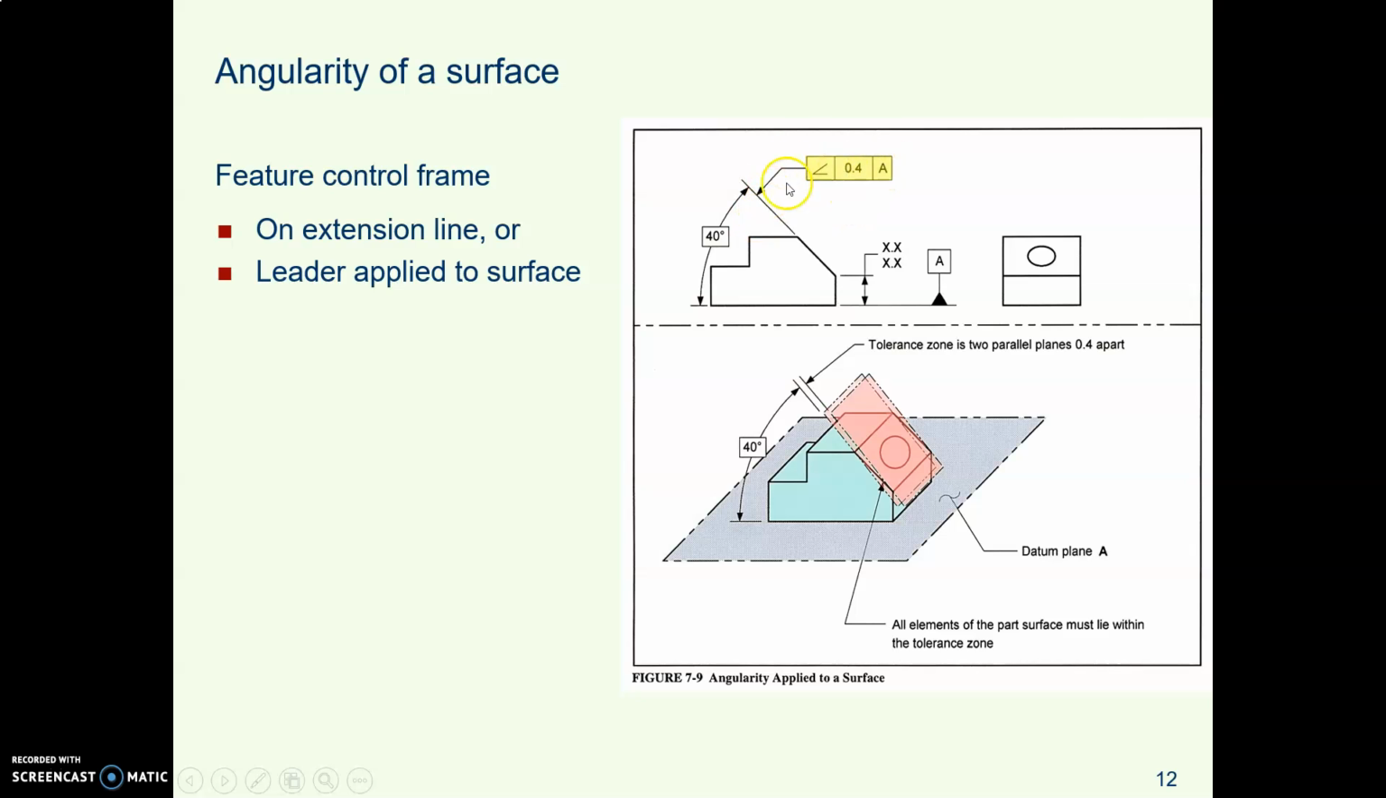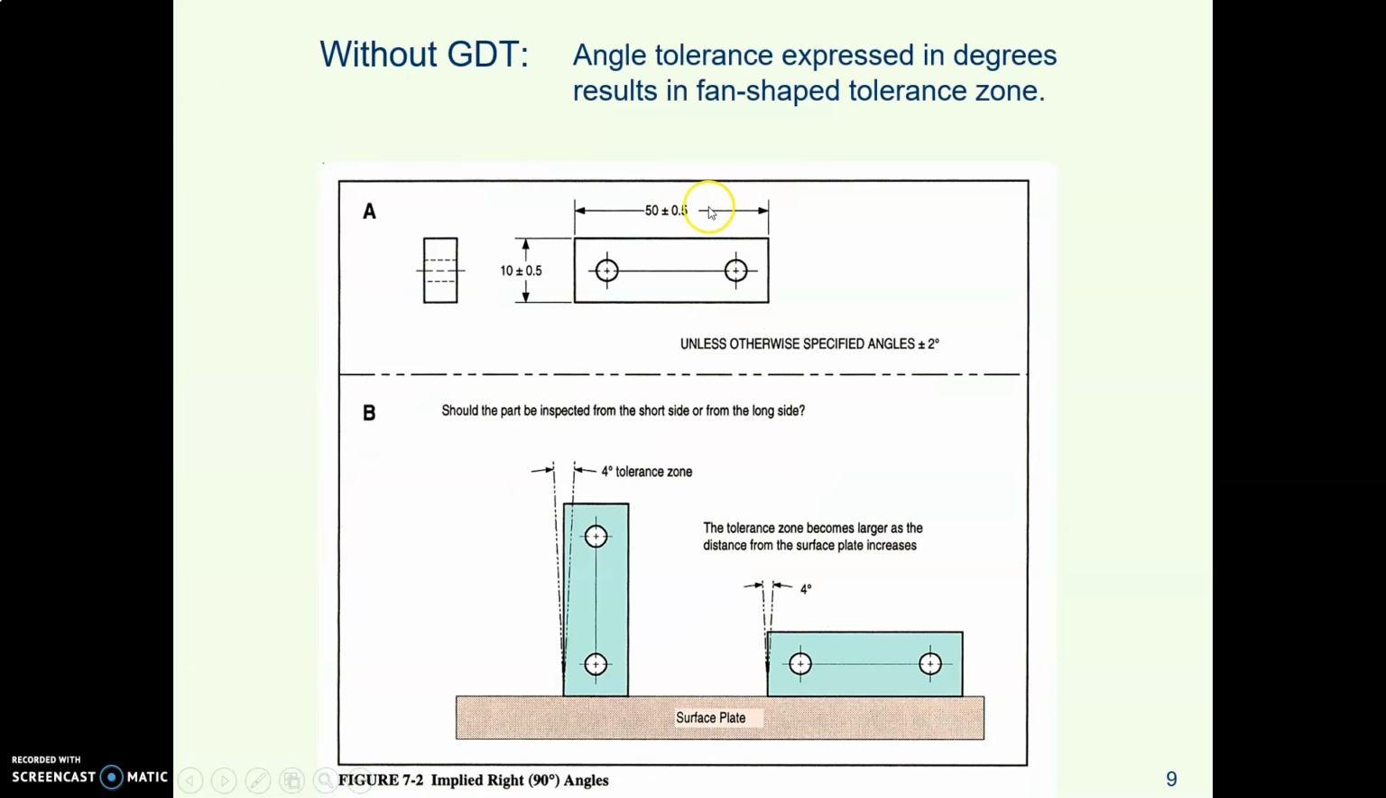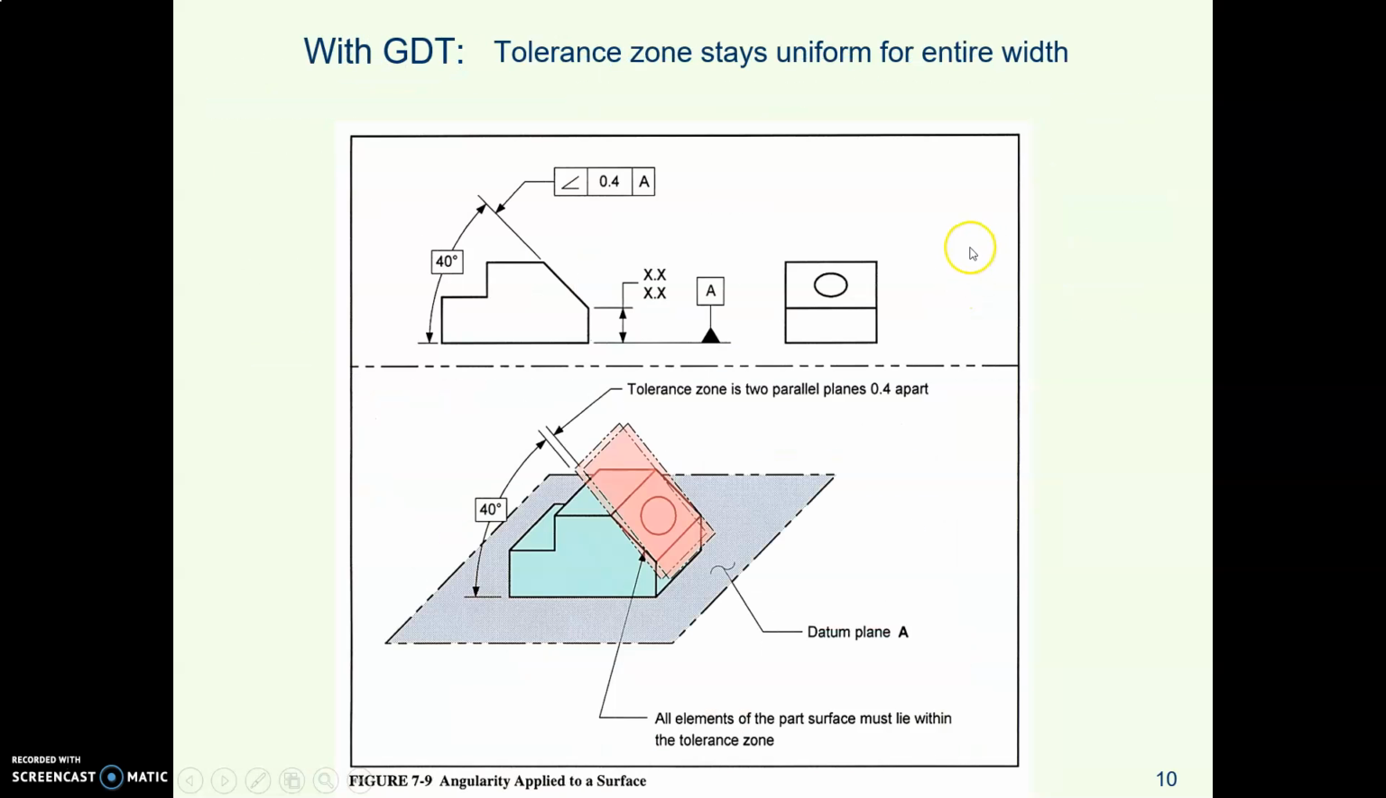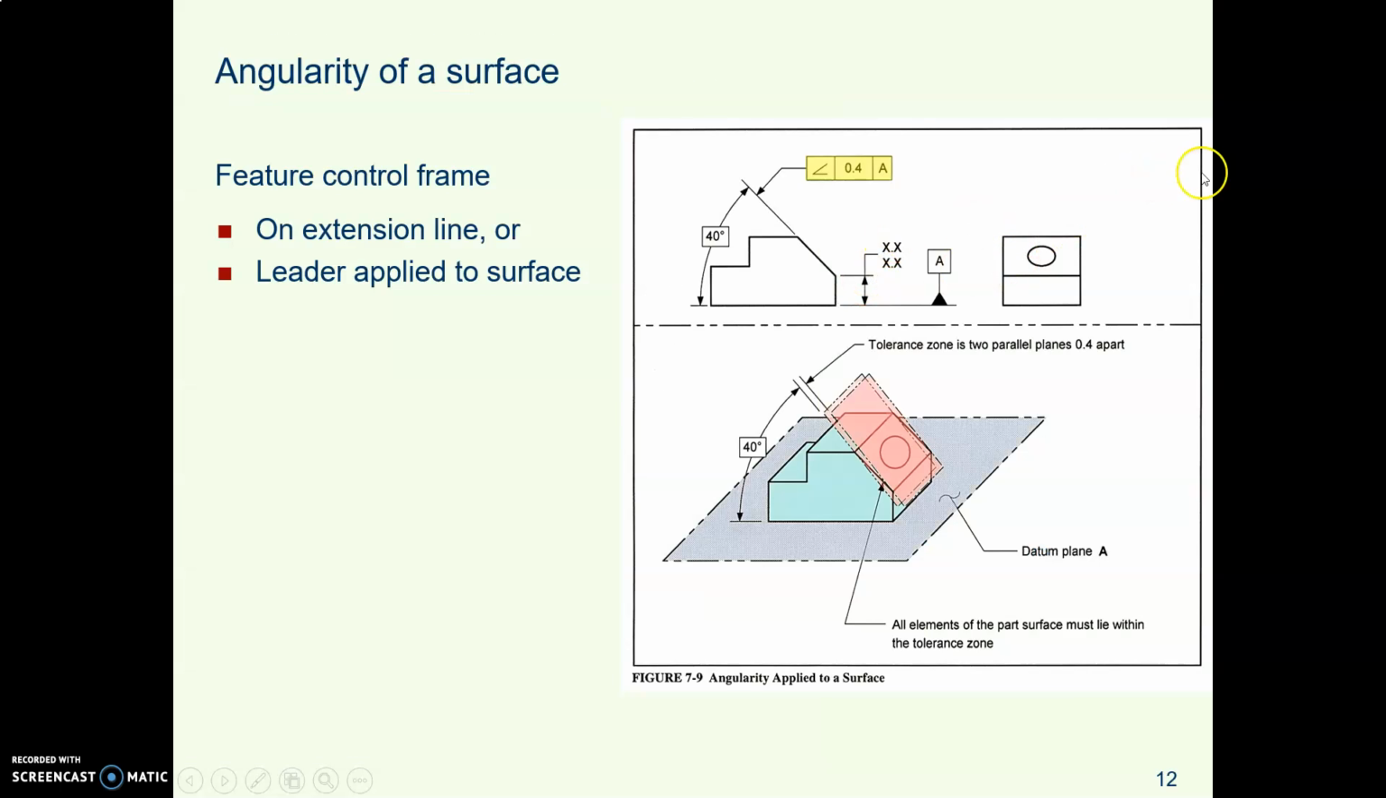When you're applying angularity to a surface, you apply your feature control frame any way you want to that says surface. So here they've applied it by using a leader line pointing at an extension line that extends the surface. You could also have a leader line pointing right at the surface, and I think we saw one earlier. Let me back up. Where was it? I thought we saw one earlier. Well, I won't. That was stuck directly to the surface.